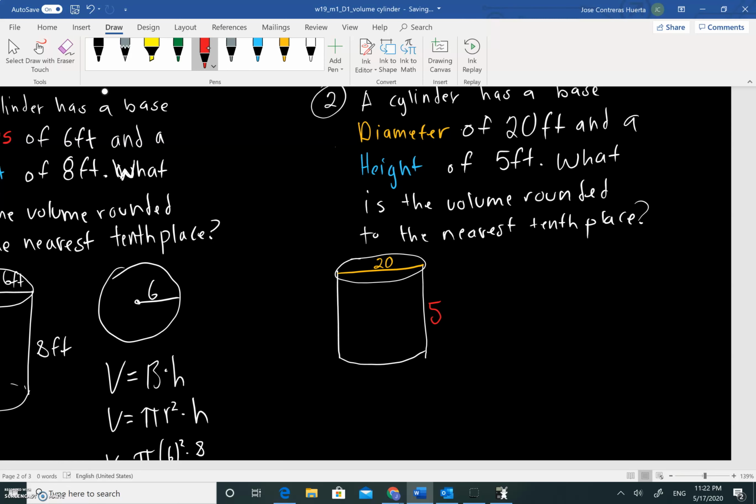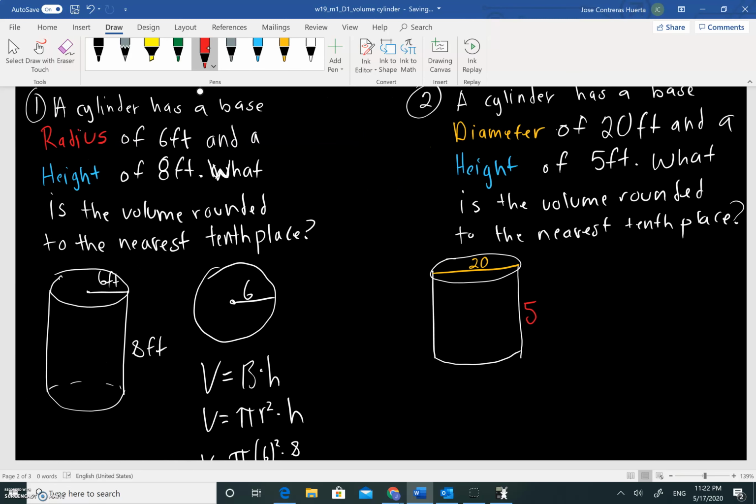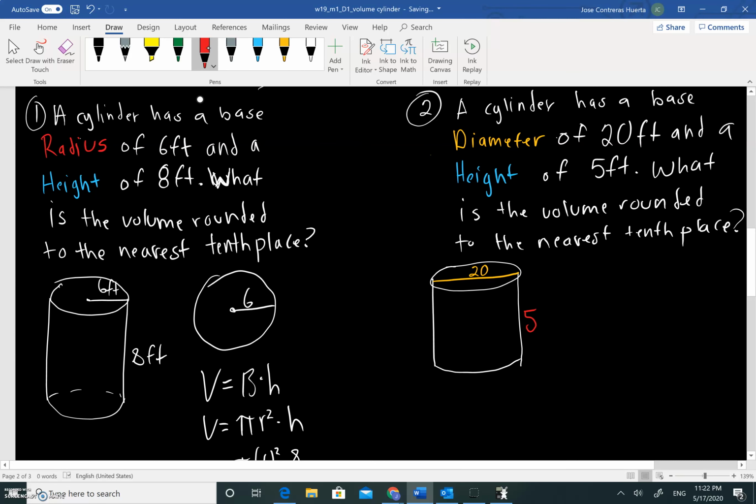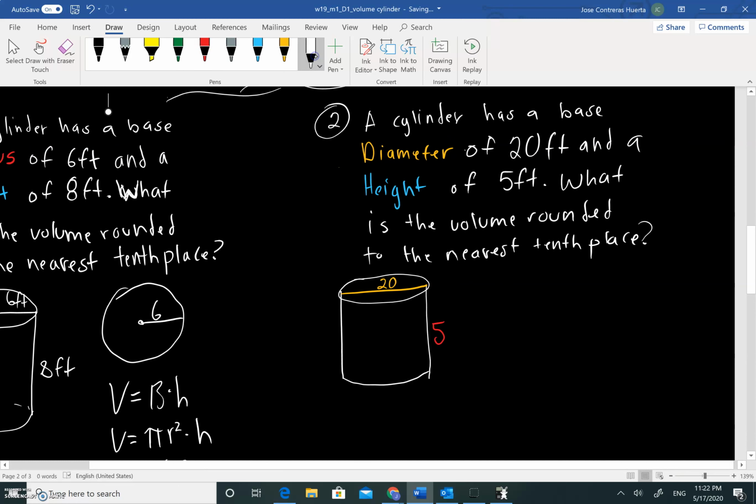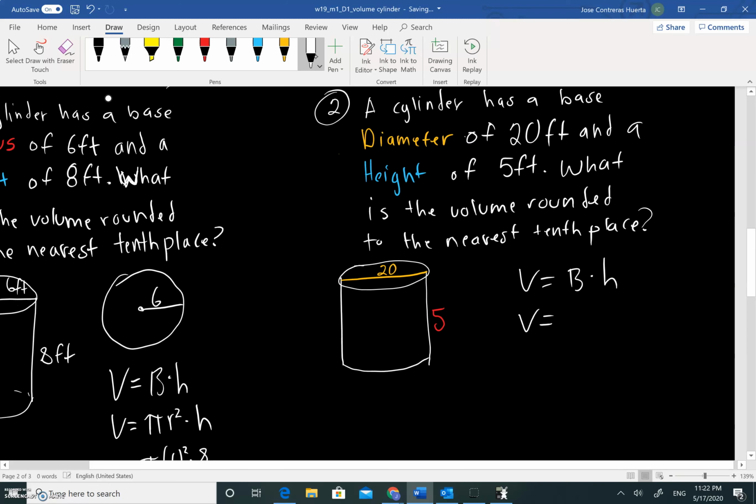So how is this different from my first example? Well, in the first example, they gave me the radius. In the second example, they gave me the diameter. How is this going to change my problem? Well, I still need to go ahead and write my formula, which is base times height. The base of this cylinder is what? A circle, right? So this is still going to be pi r squared times height. Pi r squared being the area of the circle.